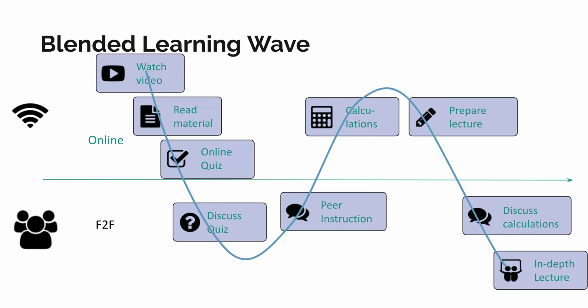So as you can see here, the students were asked first online to watch a video, read some materials that the lecturer provided and do an online quiz. Then when the students came into face-to-face, they discussed the quiz and did some peer instruction activities during that class. When that class is over, the online element kicks back in as the wave crests again, where the students were asked to work on calculations and to prepare a lecture. Afterwards, in class, the next time they meet, they would discuss these calculations and take part in an in-depth lecture.